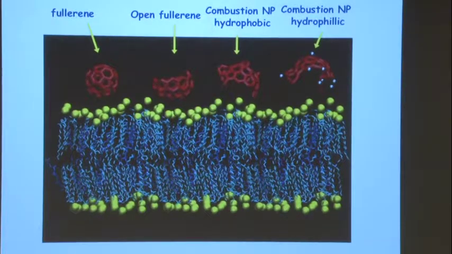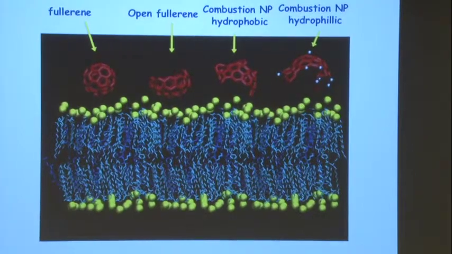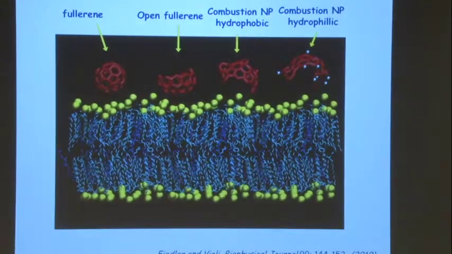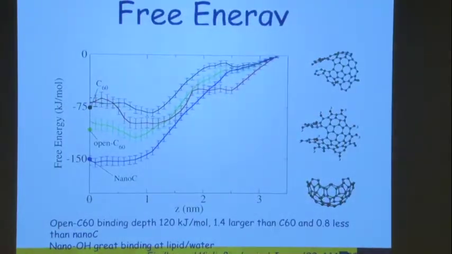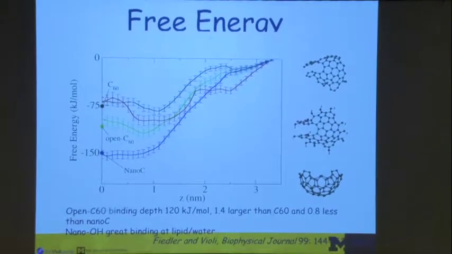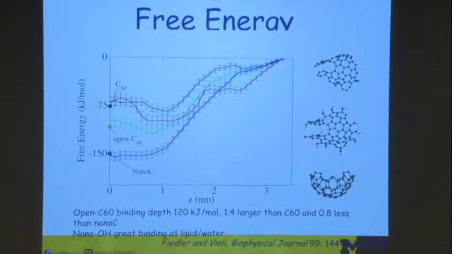So we look at molecular dynamic simulations, and the question we ask is, how can we use this to understand something about the mechanism? And this is again a free energy that you have a feeling for at this point. Similar to what I showed you before, 0 is the center of the membrane, 3 is outside. All the nanoparticles are outside initially, and this graph is showing you the free energy. C60 is what you saw before as the black. The open C60, this guy here, is the green.